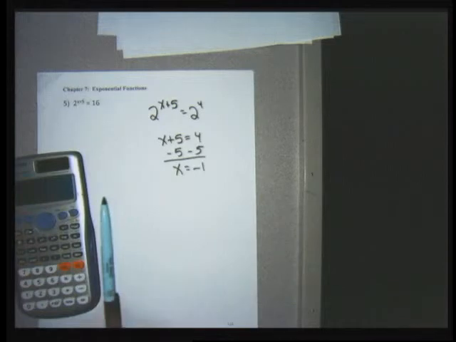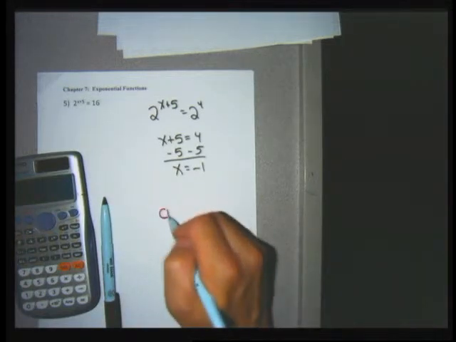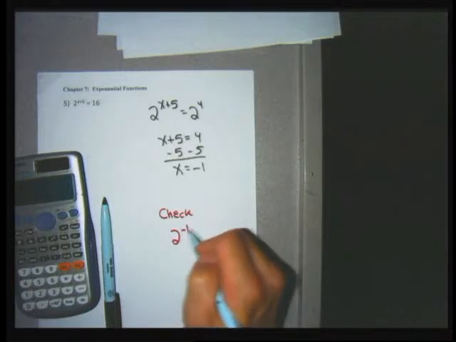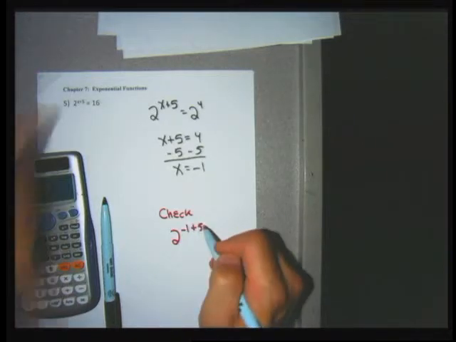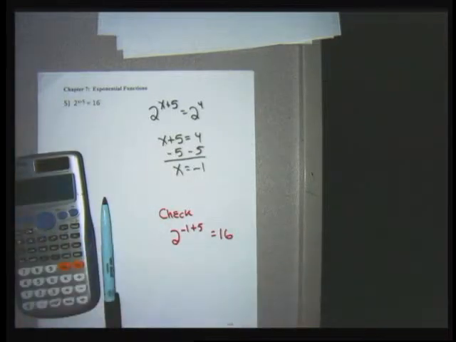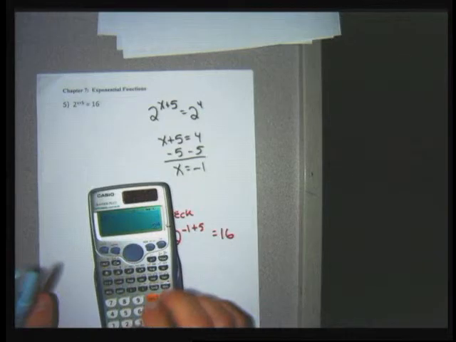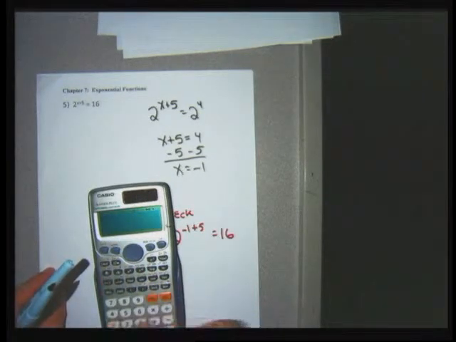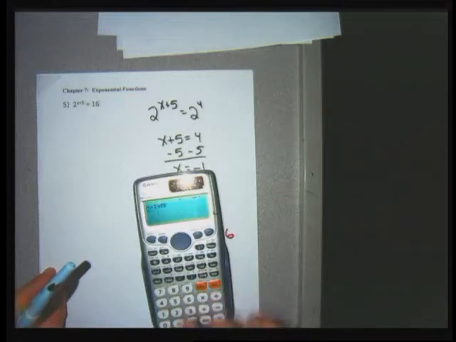And if I want to check, it's completely optional, but never a bad idea. I should go back to the original problem, which is up there, and I should plug in negative 1 for x, and then simplify to make sure that it simplifies to 16. So I would just go to 2 to the exponent negative 1 plus 5. When I hit enter, I have to see 16, and I do, so I know I did it okay.